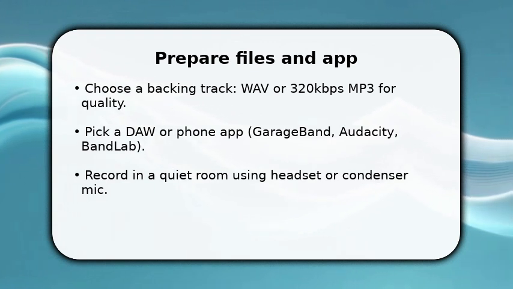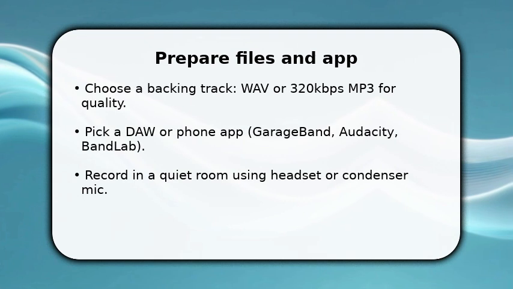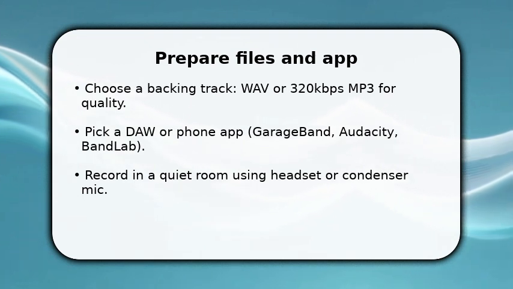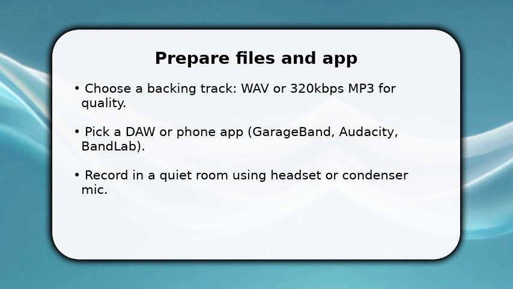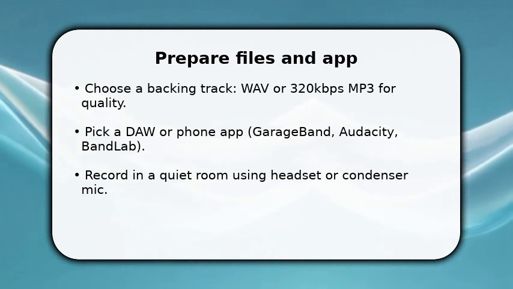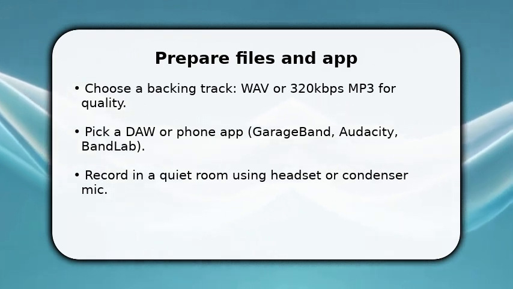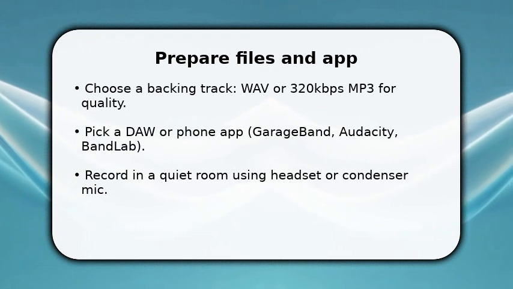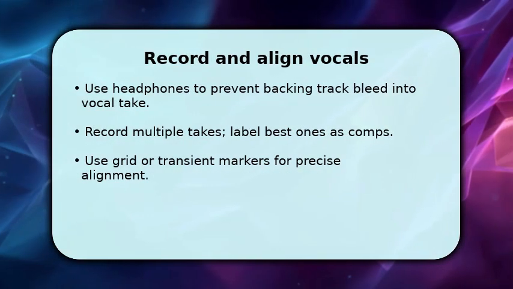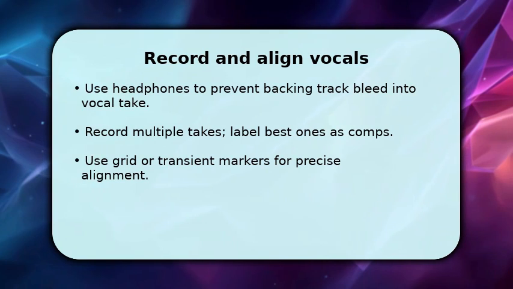Make sure to set sample rate to 44.1 kHz and monitor levels so peaks don't clip. Now do a short test take to confirm gain, timing, and headphone bleed. You now record with intent. Sing along to the track in headphones and record multiple passes so you can comp the best phrases.